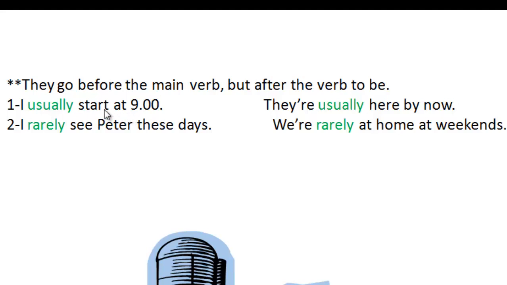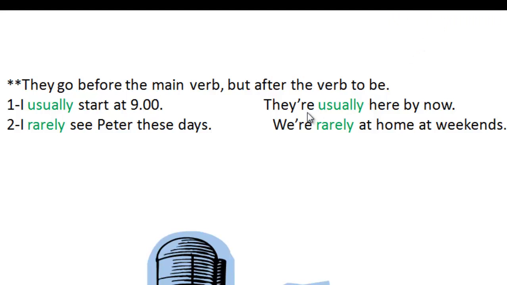We can note that in the examples. Example number 1: I usually start at 9. So here the main verb is start, and usually comes before the main verb. The second sentence: I rarely see Peter these days. Rarely here comes before the main verb see.